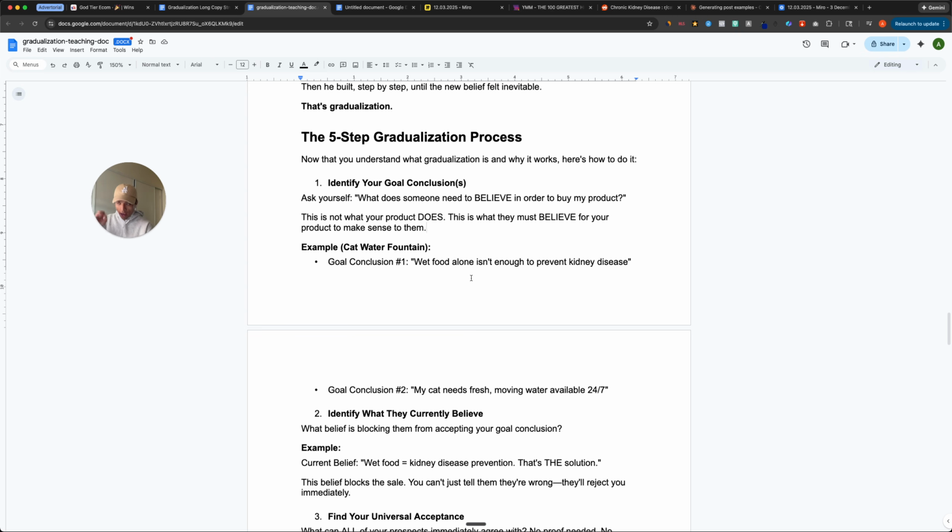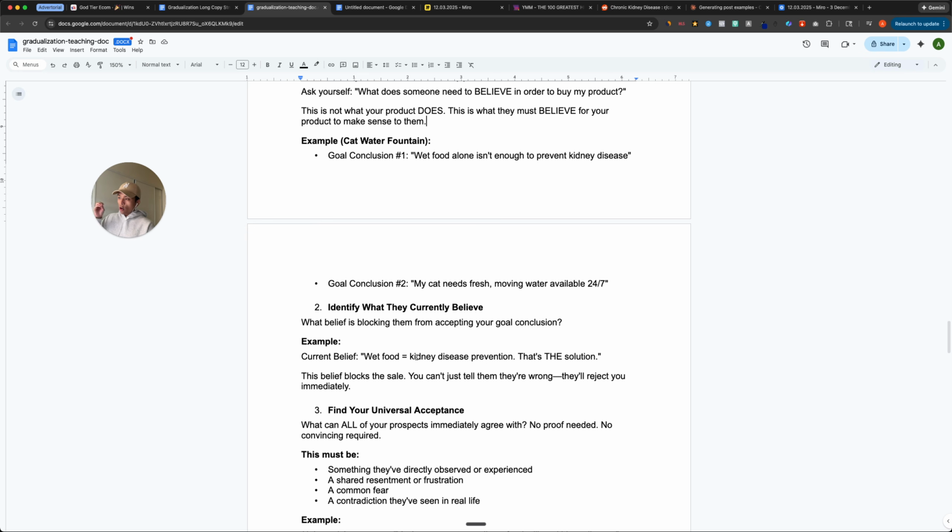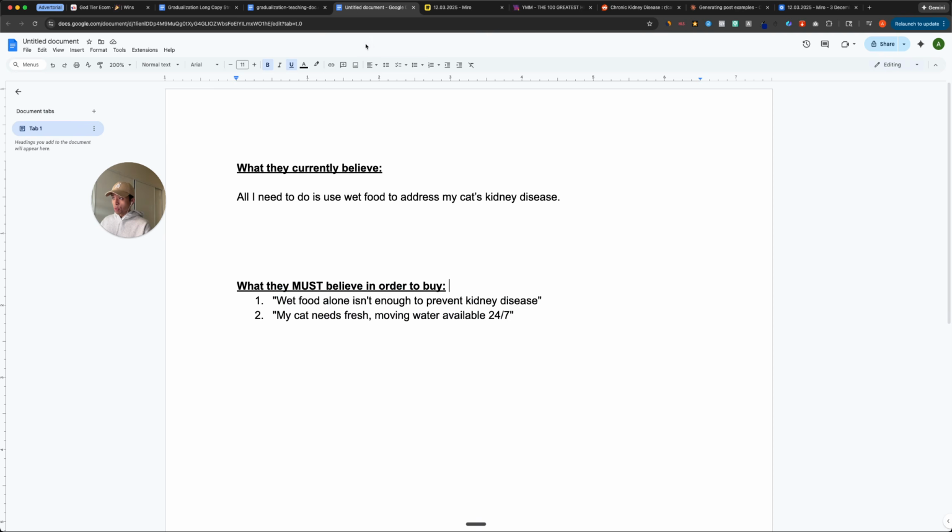So again, cat water fountain, they need to believe that their cat needs fresh moving water and that wet food alone isn't enough to prevent kidney disease. If they believe these 2 things, they can buy our product. What belief is blocking them from their current goal conclusion? Or this is step 2, identify what they currently believe. So what beliefs are blocking them from accepting your goal conclusion?